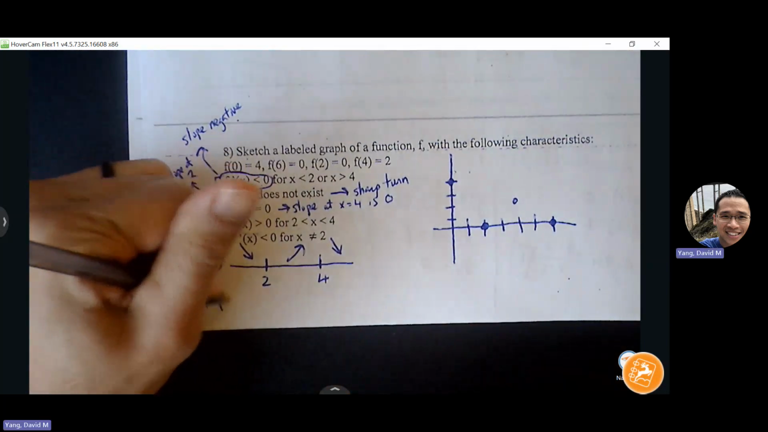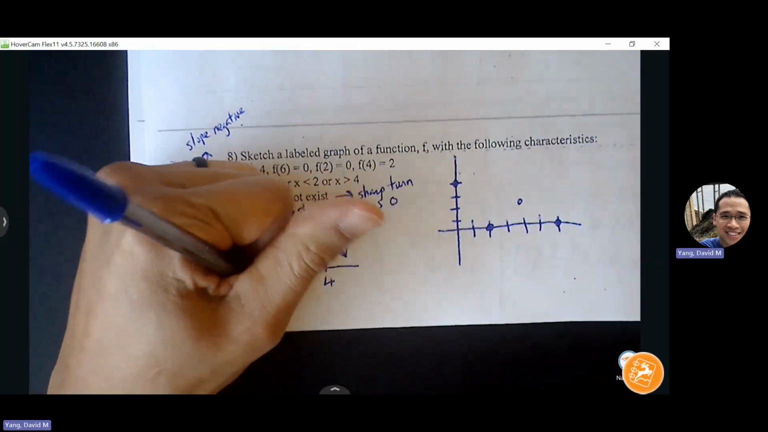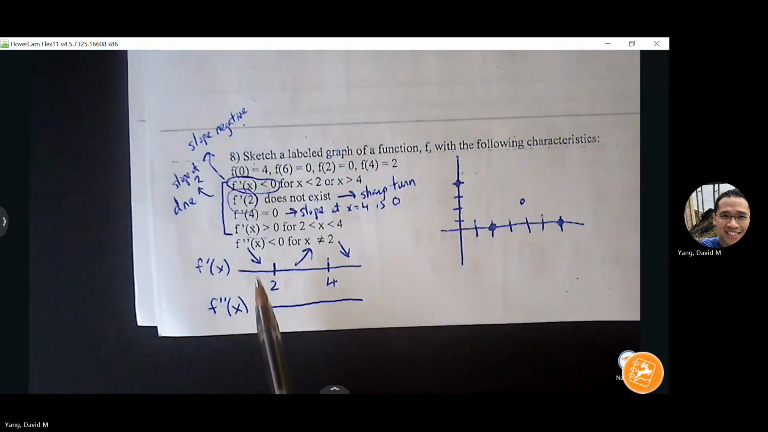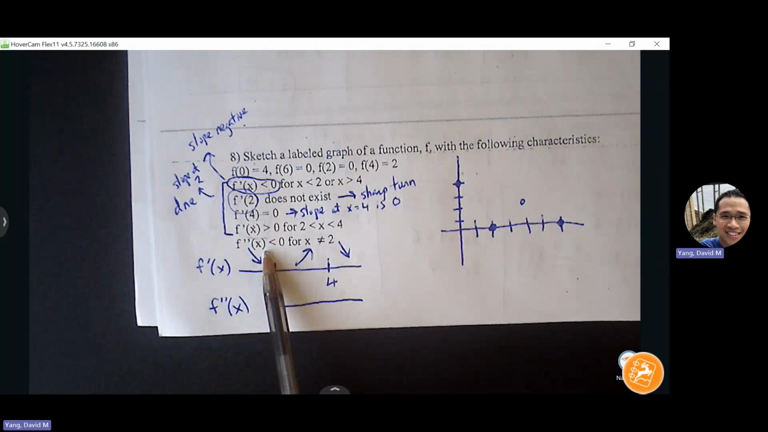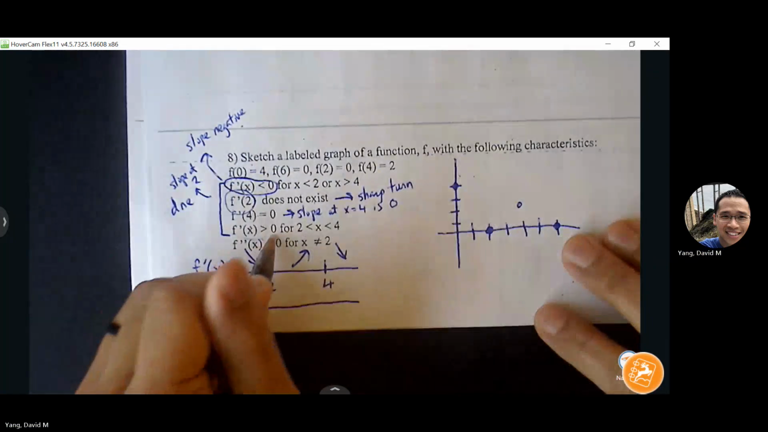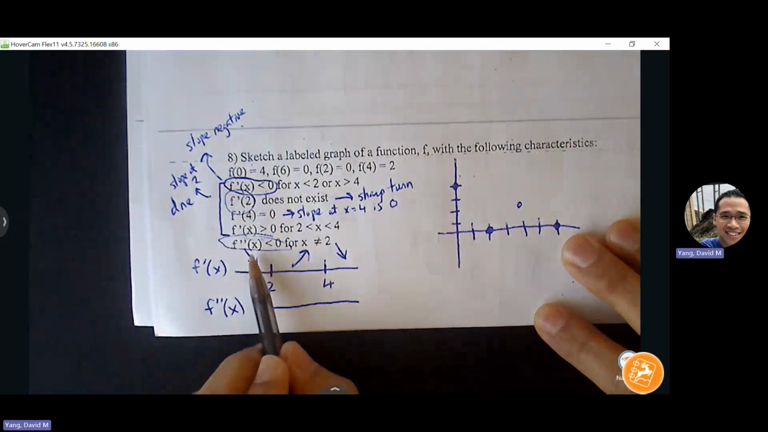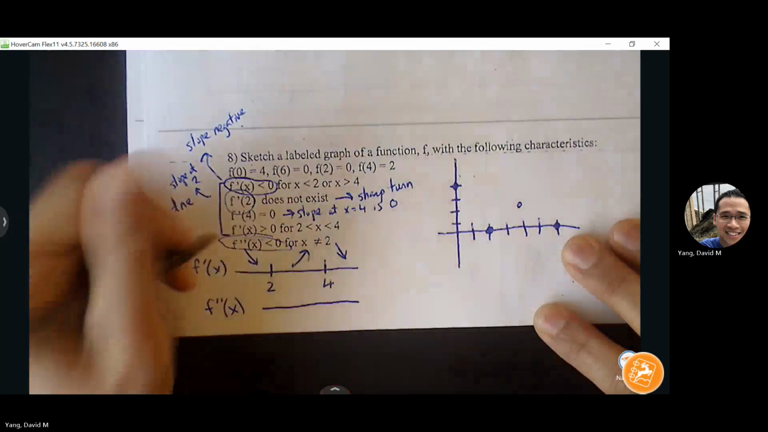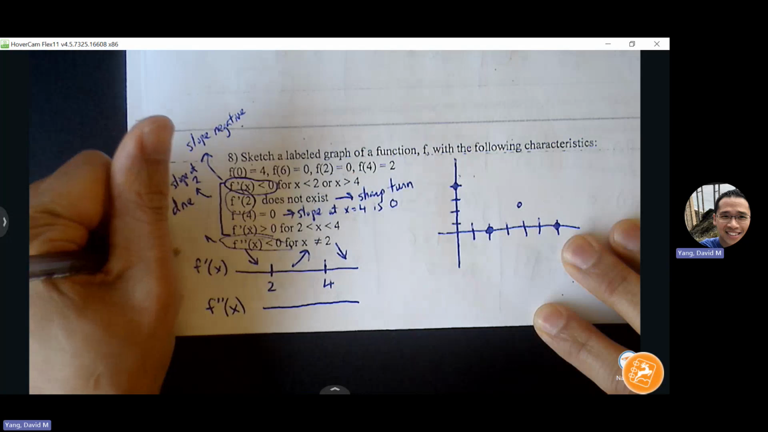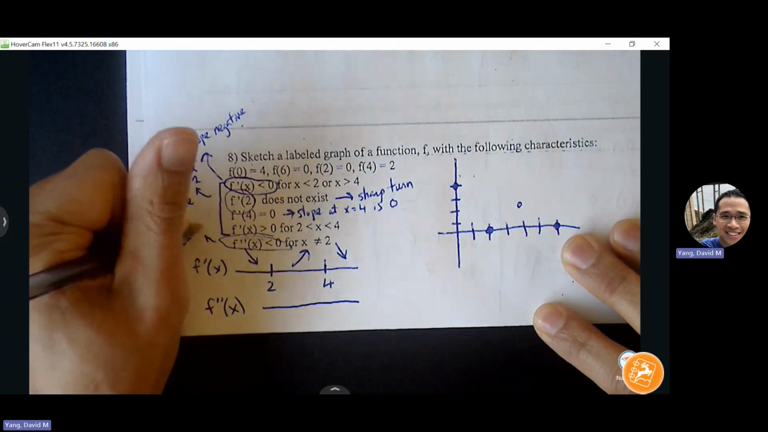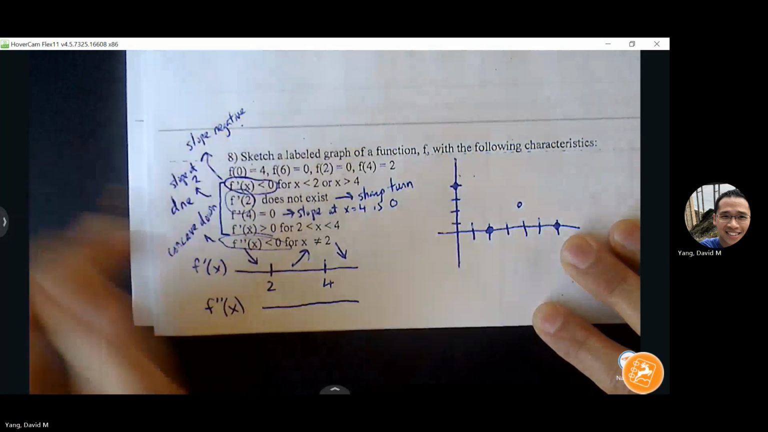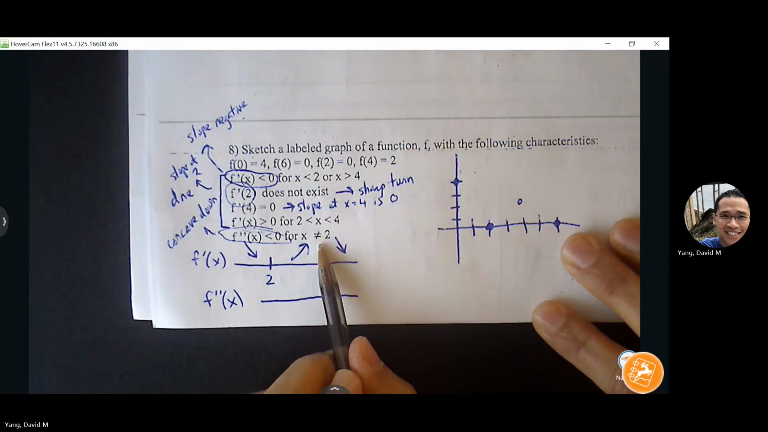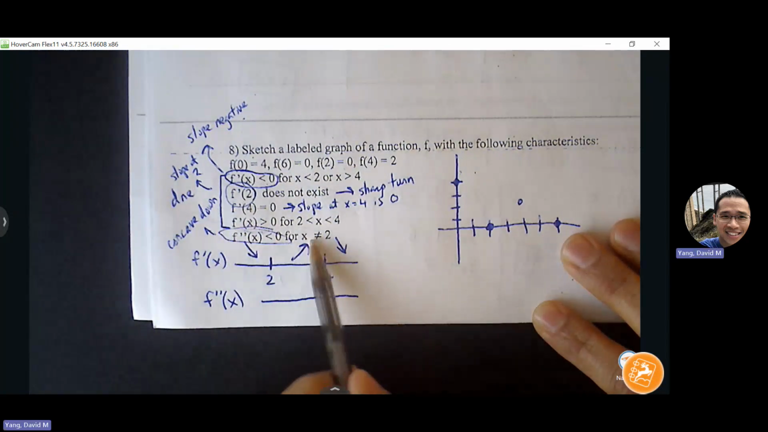Okay, last statement is telling us about the second derivative sign line. F double prime of x is less than 0 for x doesn't equal 2. What does that mean? Good. Concave down everywhere but 2. So the only place the graph is not concave down is when x is equal to 2.